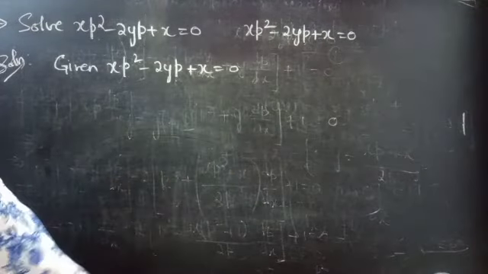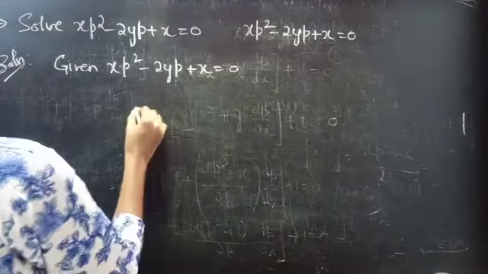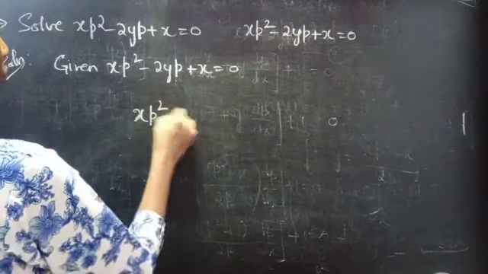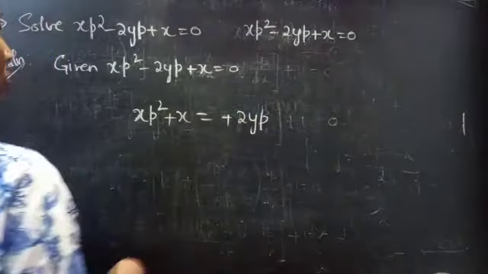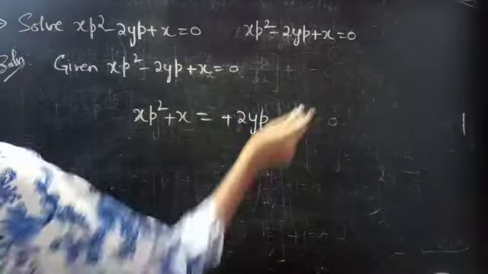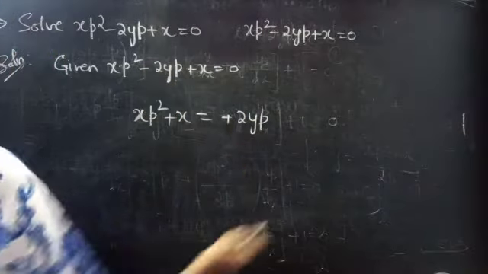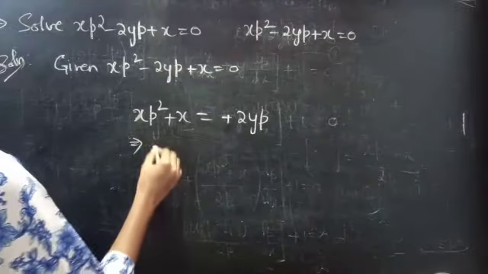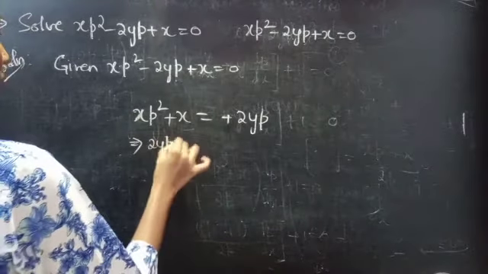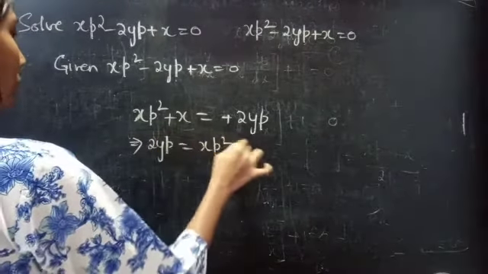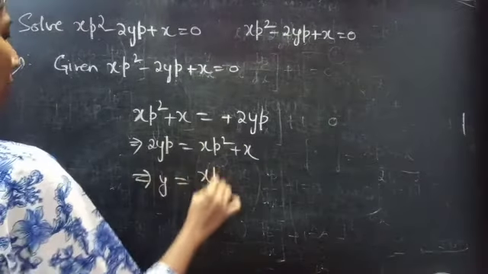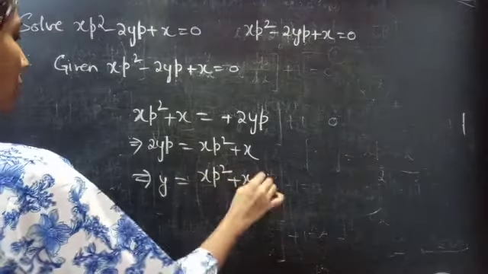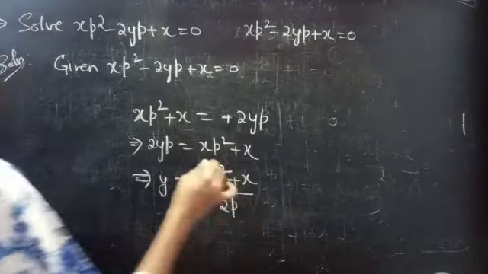In order to reduce the complexity, see what we'll get. xp square plus x equals minus 2yp, that is plus 2yp. It goes to the RHS, then it becomes plus 2yp. Then 2yp equals xp square plus x. Then y equals (xp square plus x) by 2p.